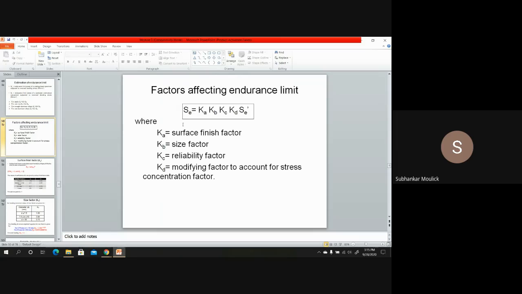Normally the endurance limit of any mechanical component is somewhat less than the endurance limit of the specimen that we test in the fatigue testing machine, by some factors, that is Ka, Kb, Kc, Kd, and these factors are called derating factors. So if you remember, in the last class we discussed till this topic.